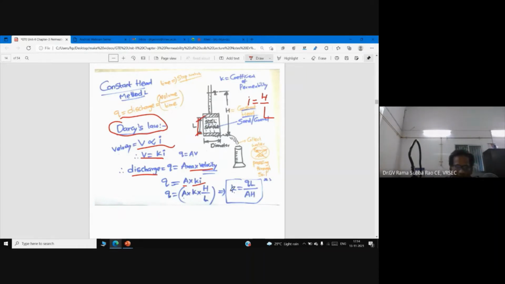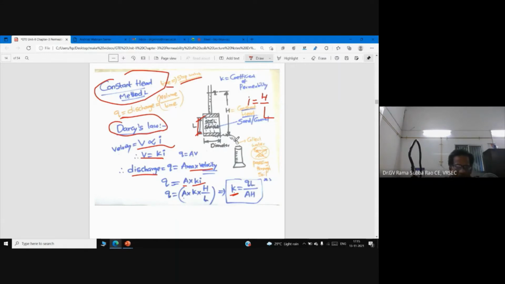Now k is equal to, because my interest is to determine the coefficient of permeability of soil. Don't forget what we are doing. We are conducting a laboratory test to determine the coefficient of permeability of soil. In fact, here we are using gravel or sand, because right now we are concerned with coarse grained soil. That's why we are conducting the constant head method. This is the time which is measured using a stopwatch, so I get discharge as volume by time. So now k is equal to QL by Ah. Here Q is the amount of water collected divided by time.